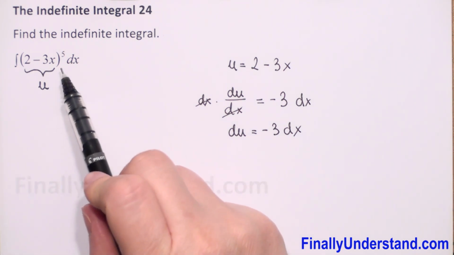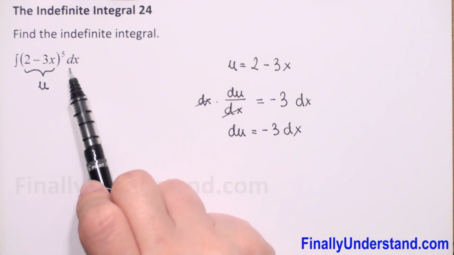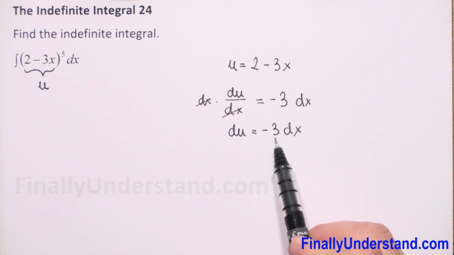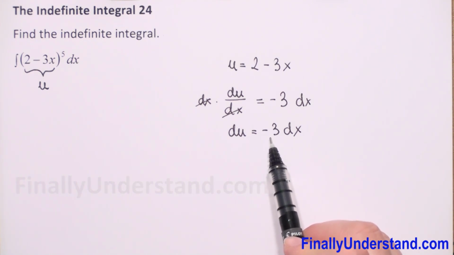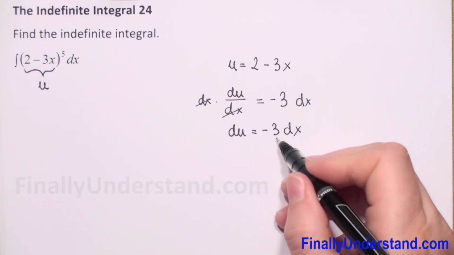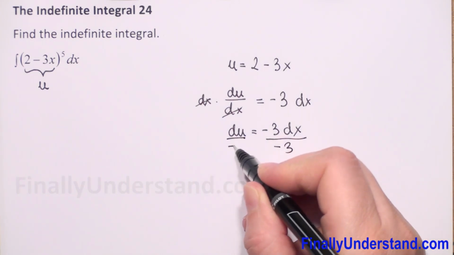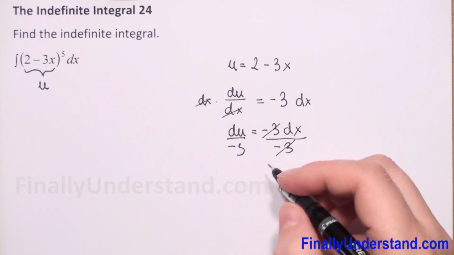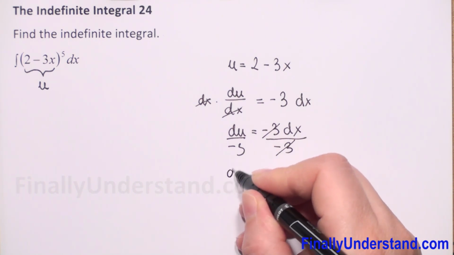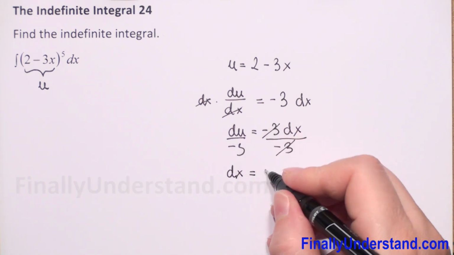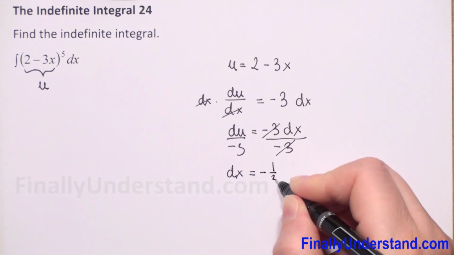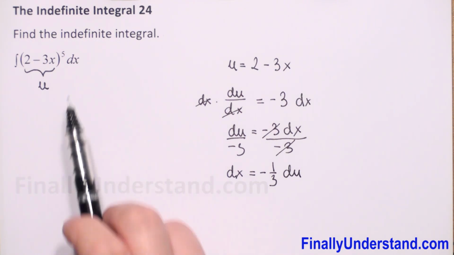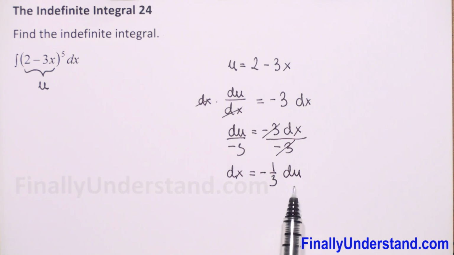Because in our expression we have only dx after the parentheses, we don't have negative 3. So now I will just divide both sides by negative 3. Now negative 3 and negative 3 we can reduce, and I will change the sides, so it will be dx is equal to negative 1/3 du. So now we can substitute dx by negative 1/3 du.